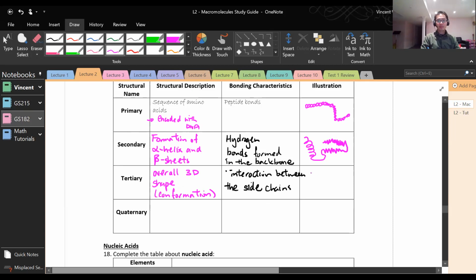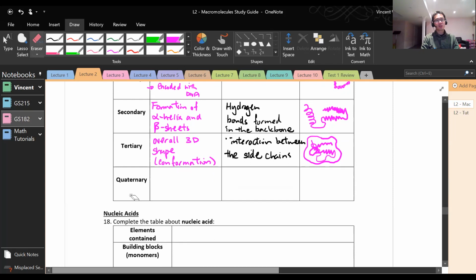Okay, so to draw it, maybe it's going to fold back on itself, and then you're going to get a three-dimensional protein like that. And many proteins will stop at the tertiary level. They will stop forming further complicated structures. But sometimes they will have an additional layer of structure called a quaternary structure. That is when two or more polypeptides come together to form a complex.